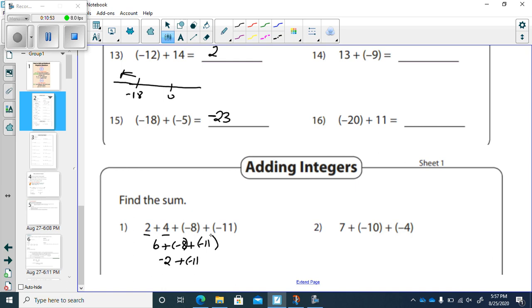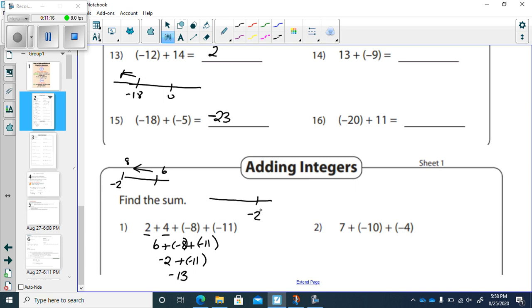Or another way to do this is 6 plus negative 8. If I start on a number line at 6, and I go back 8, where will that put me? That will put me at negative 2. Put in your numbers and count. Now I've got negative 2 plus negative 11. These two have the same signs, so you would add them together. That's negative 13. How could I do that on a number line?